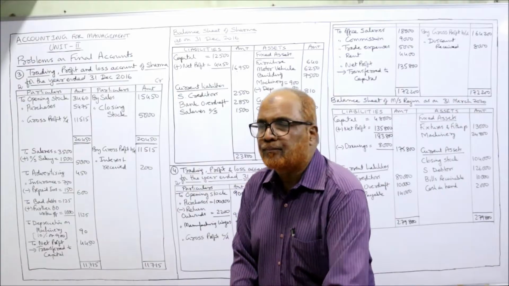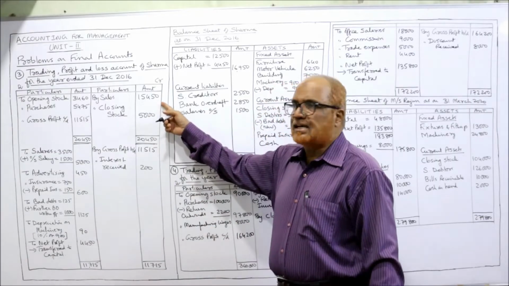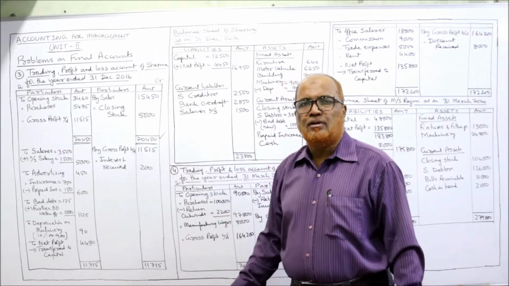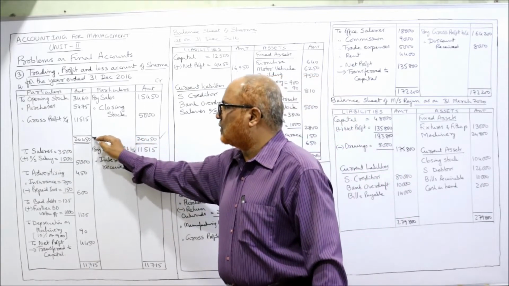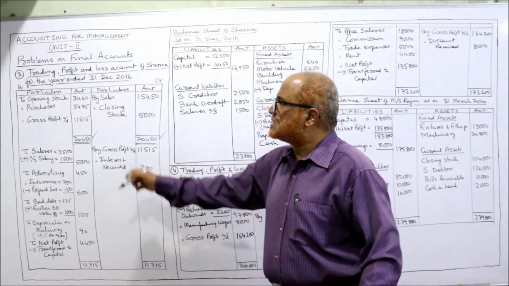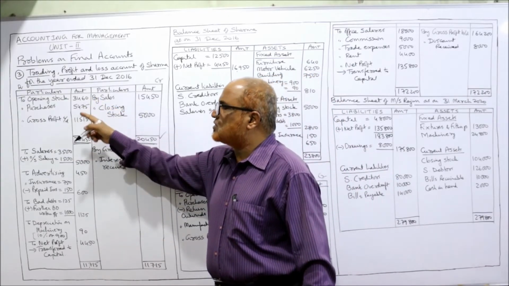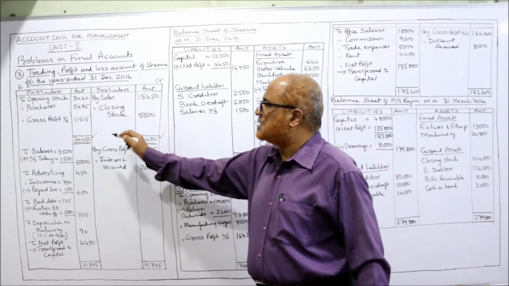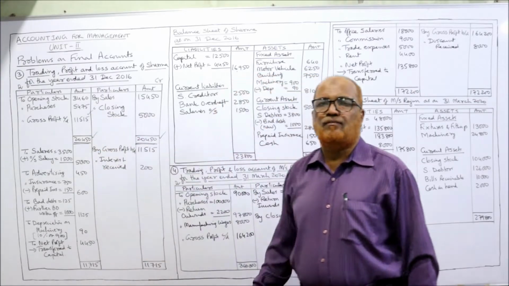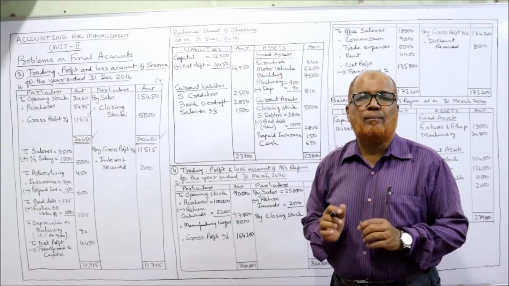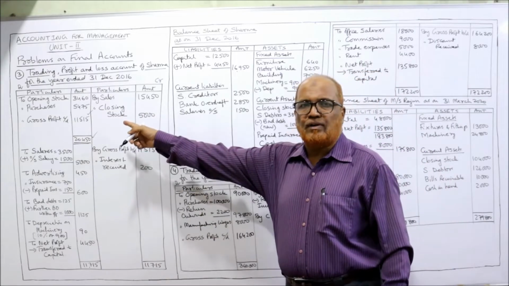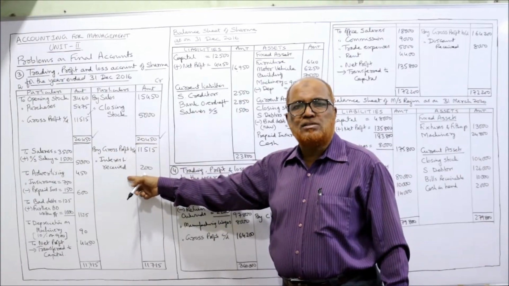Now take the total. So 15,450 sales, 5,000 closing stock. The total is 20,450. Same total on the debit side, minus 3,460, minus 5,475. The balancing figure is the gross profit, that is 11,515. So one part we have completed. Trading account we have finished. The gross profit 11,515.